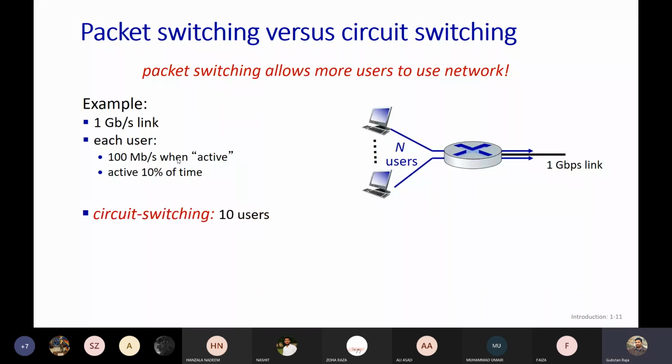Now this is a scenario example. What will happen if you multiply 100 with how many users, that you get 1 Gbps?